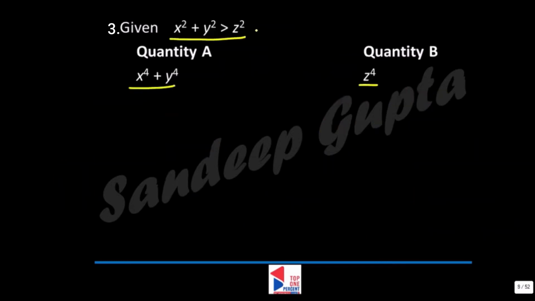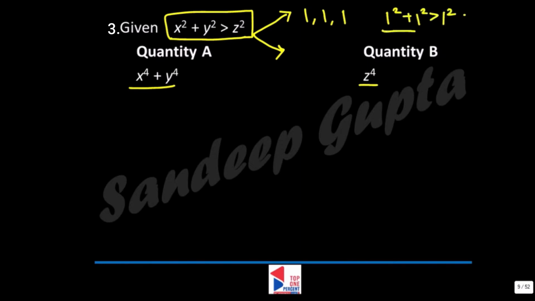The best way to solve these questions is to take different values for whatever is given to you and to try to create sometimes A to be bigger and sometimes B to be bigger. Let's see, for example, if I take 1, 1 and 1 as the values, I have to make sure 1 square plus 1 square is greater than 1 square. So this is perfectly fine. I can take this. Right now, if I compare 1 to the power 4 plus 1 to the power 4 on the left side and 1 to the power 4 on the right side, definitely greater.